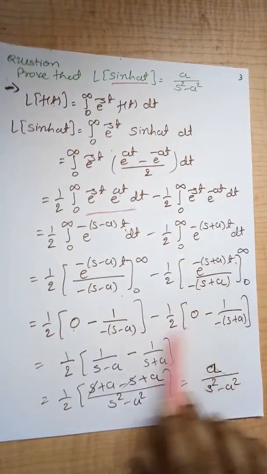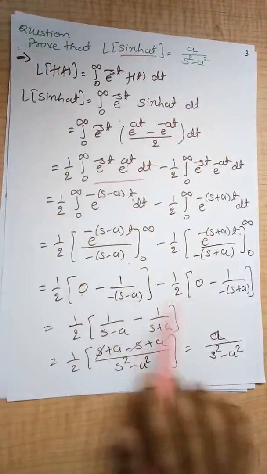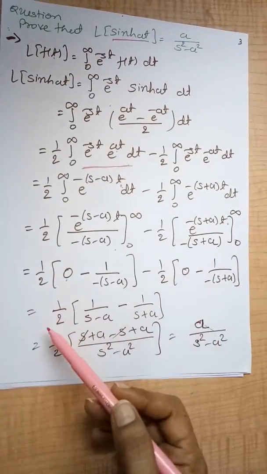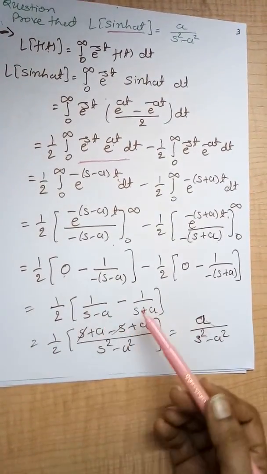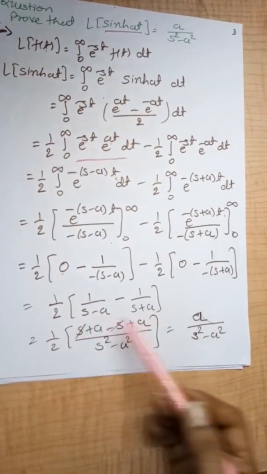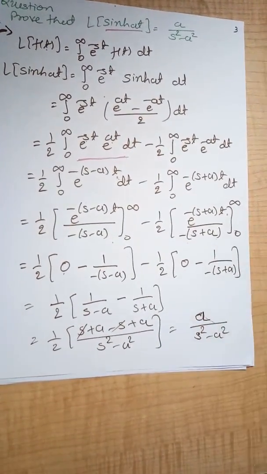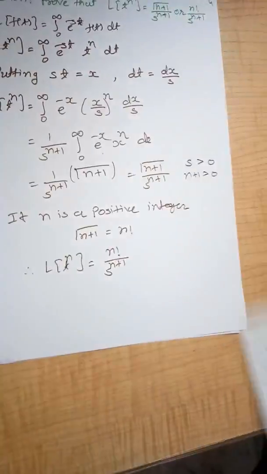Dear students, after simplifying this term, the 0s are omitted and 1/2 is common, so we get 1 upon s minus a minus 1 upon s plus a. After taking the LCM, we get the final answer: a upon s square minus a square.